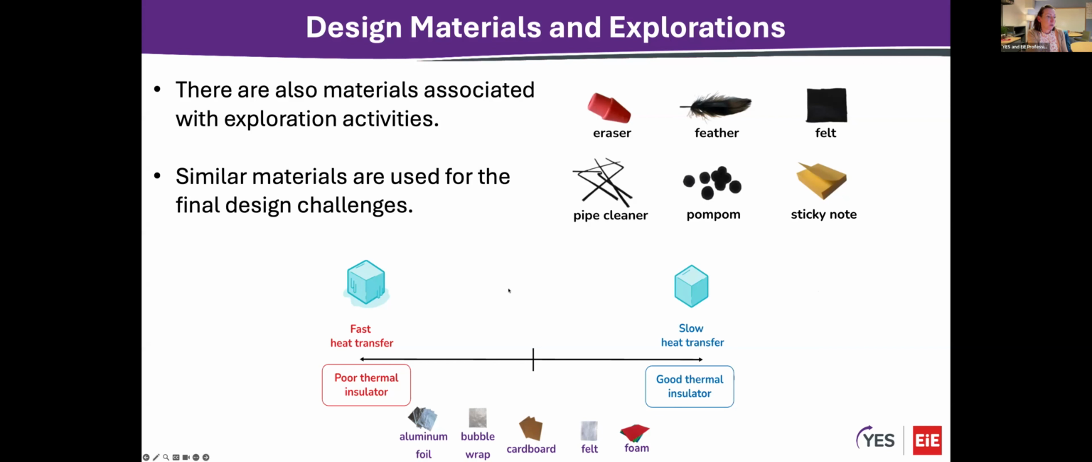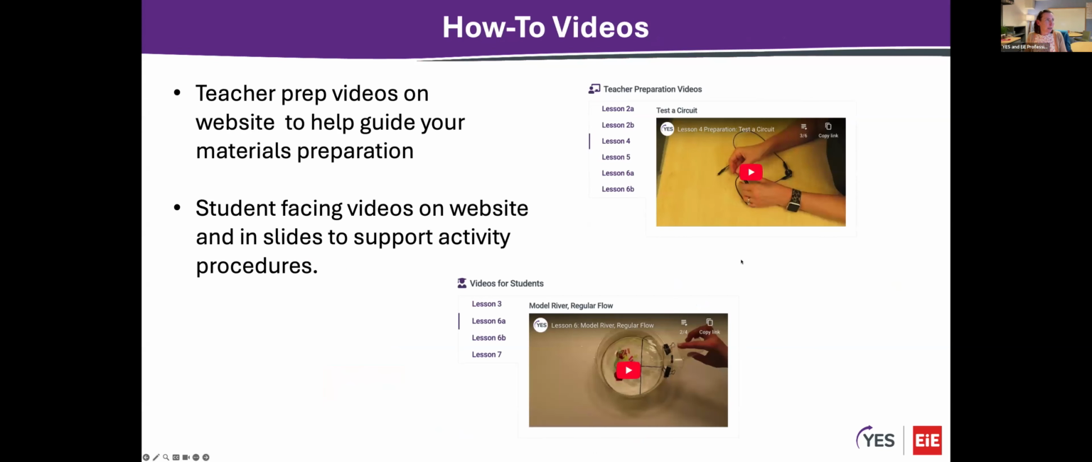Another example would be in medicine coolers. All of these materials: aluminum foil, bubble wrap, cardboard, felt, and foam. In lesson 4 of medicine coolers, students are going to explore each one of those materials to see if it's a good thermal insulator or a bad thermal insulator. So they're going to test that and measure how well it insulates. Then they are going to use those same insulating materials to design in later lessons as well. So again, we have your base models, and then you have the exploratory materials that you're going to need to organize.